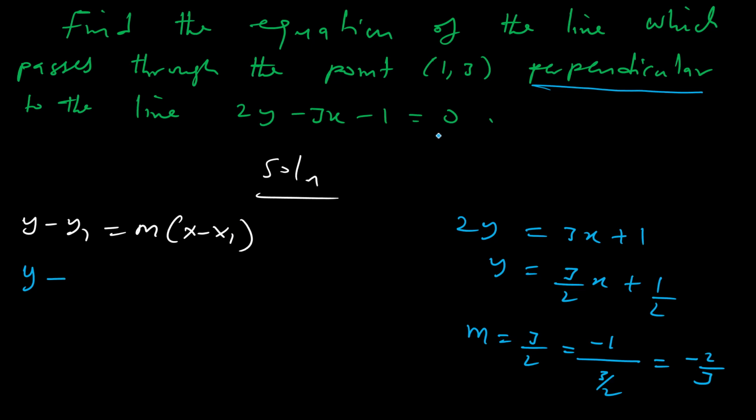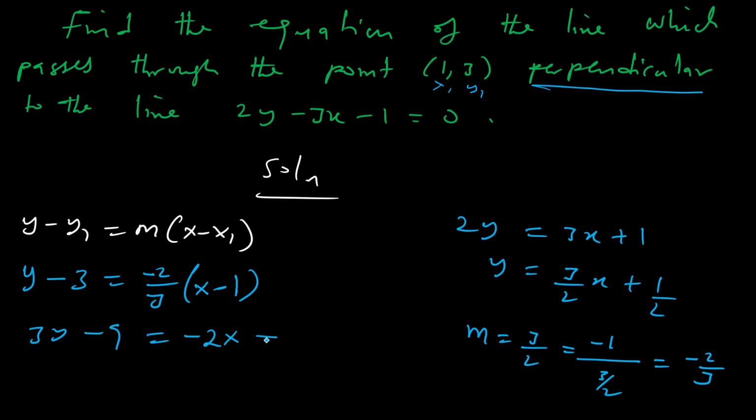All right, so we have y minus y1, where this is the point (x1, y1), equals minus 2 on 3 times x minus x1. So we have 3y minus 9 equals minus 2x plus 2. So this 3 will multiply this, then the minus 2 here was multiplied by the bracket. So minus 2 times minus 1 is minus times minus, plus. So we have 3y plus 2x, so plus 2 will be minus 2, so minus 11 equals 0. Okay. All right.